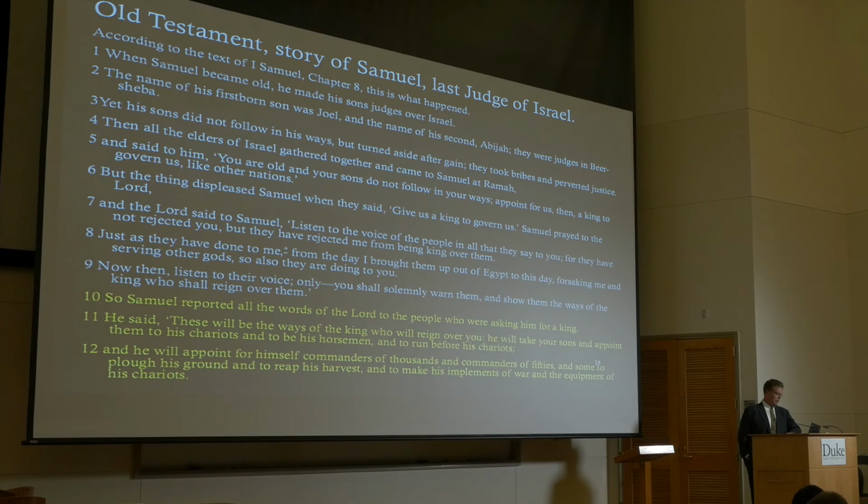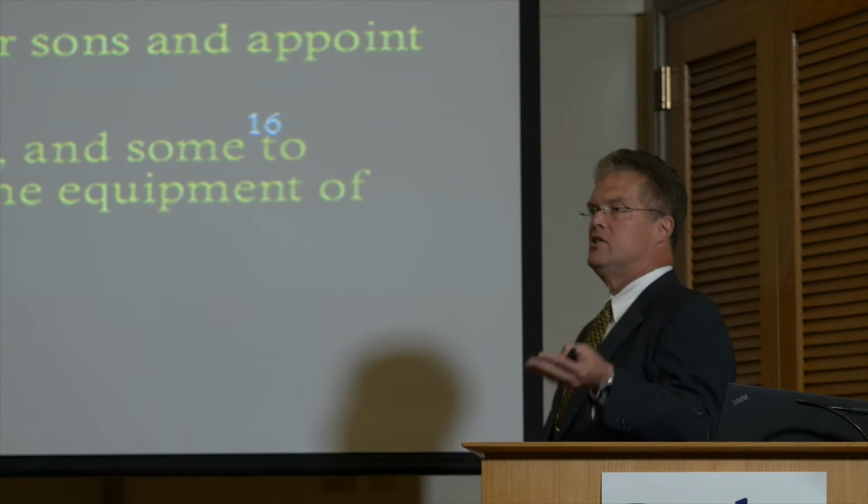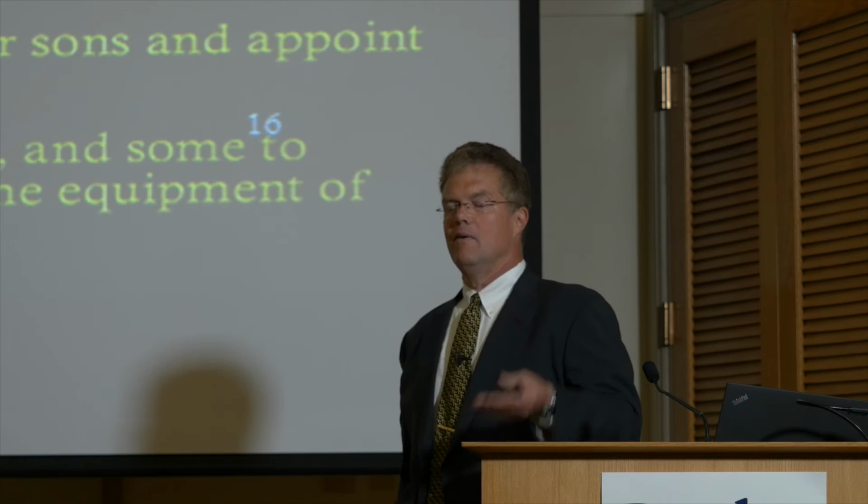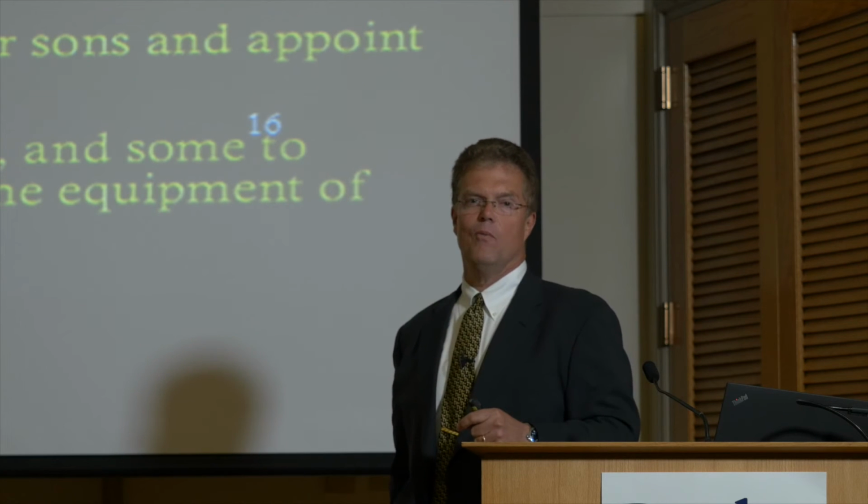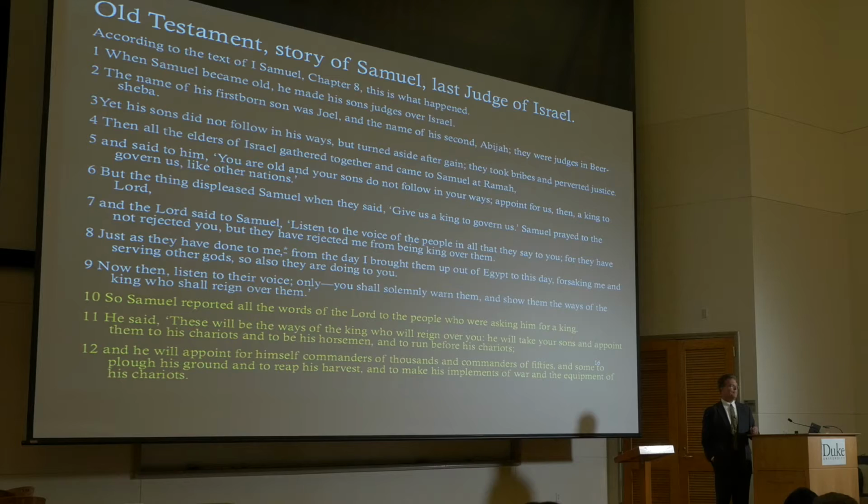The elders of Israel gathered together. They came to Samuel and they said, "You are old." That's not a very good way to start out with somebody. "Hey, you're old. And your sons, they do not follow in your ways. Appoint for us then a king to govern us like other nations." Look, Samuel, all the cool kids have a king. We don't have a king. We want to be one of the cool kids.